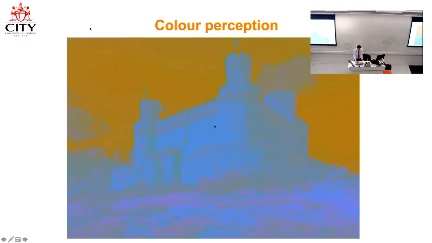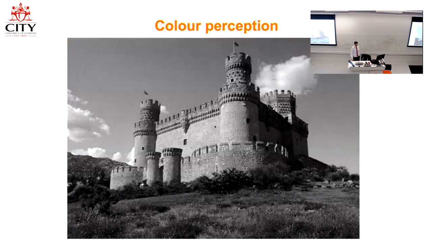Let's focus on this dot here for like 10, 20 seconds. Ready? Still focused. I'm going to the next slide. So what's happening? This is a gray color. It's no color in it.